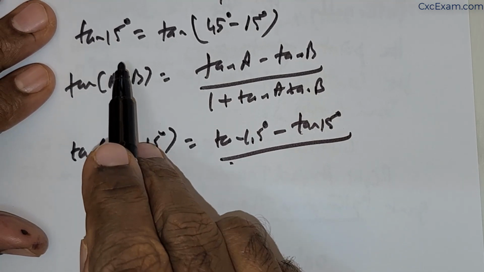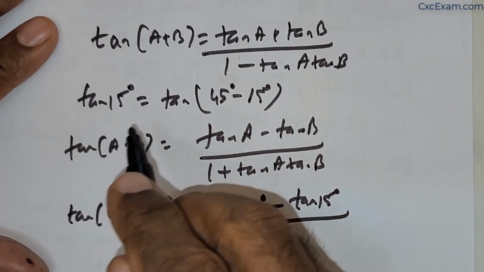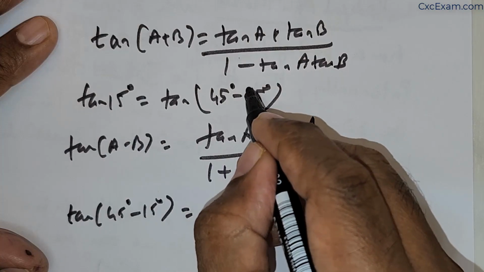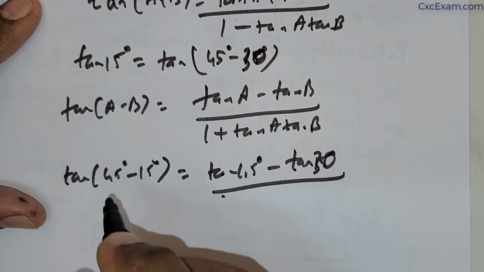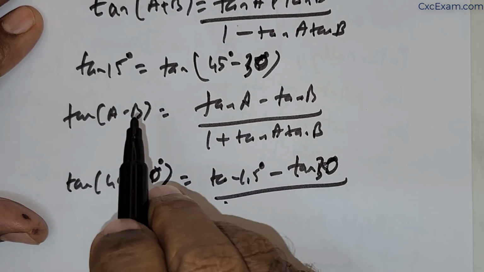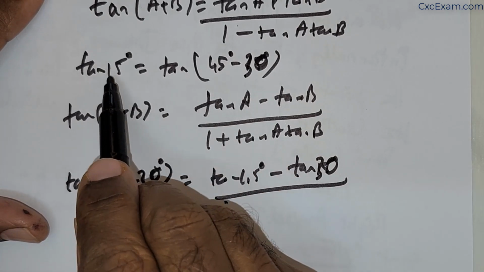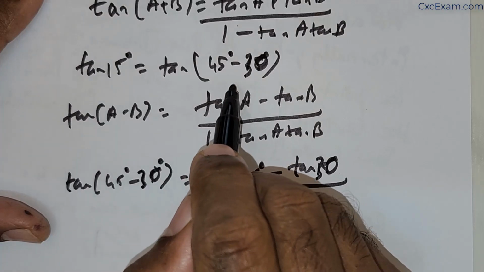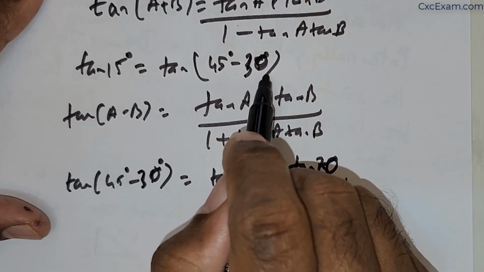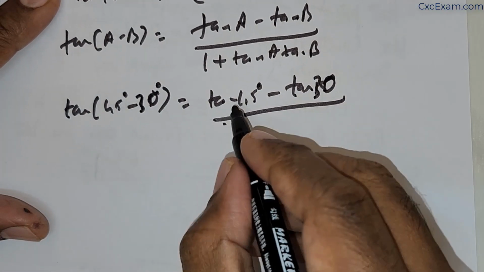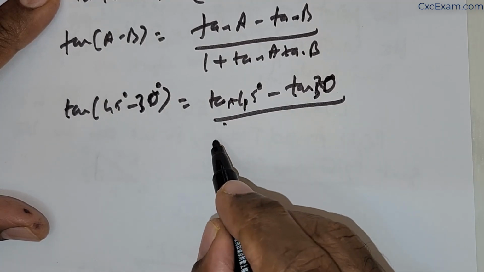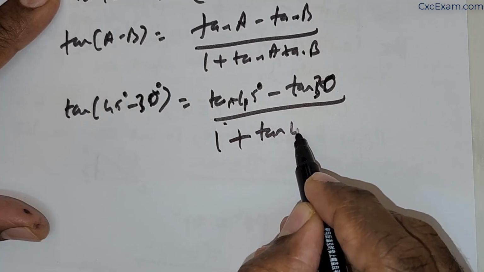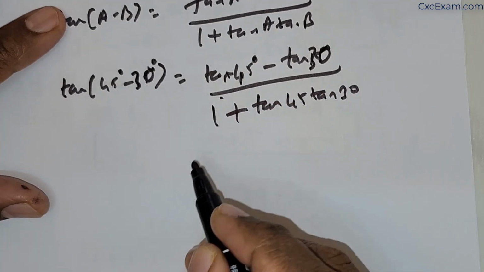So tan of 45 degrees minus 15 degrees is going to be tan 45 minus tan 15. Oh, I need to get 15 degrees. I cannot use 15 degrees here. I have to use 30 degrees. So this is going to be tan 30. Because we are not trying to get tan 30, we want to get tan 15, so we need to have 30 degrees there. Okay, fair enough. So tan 45 minus tan 30 divided by 1 plus tan 45 times tan 30.